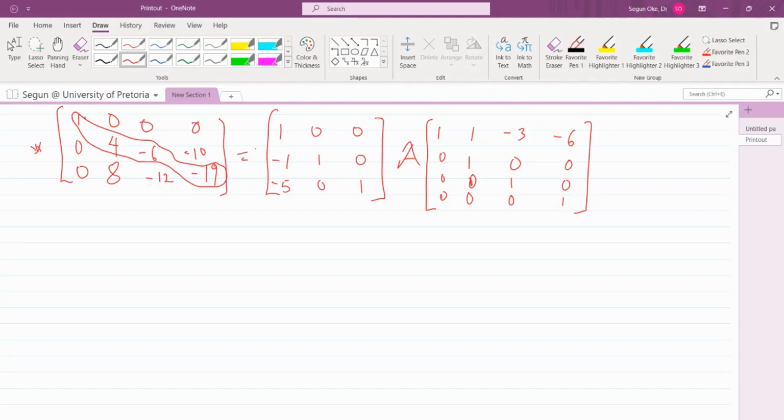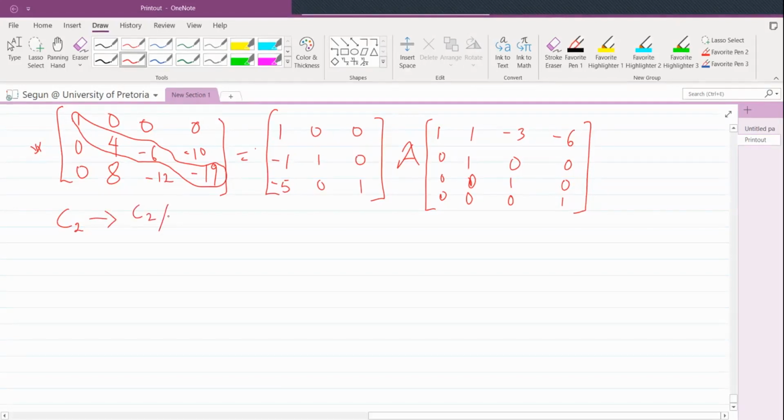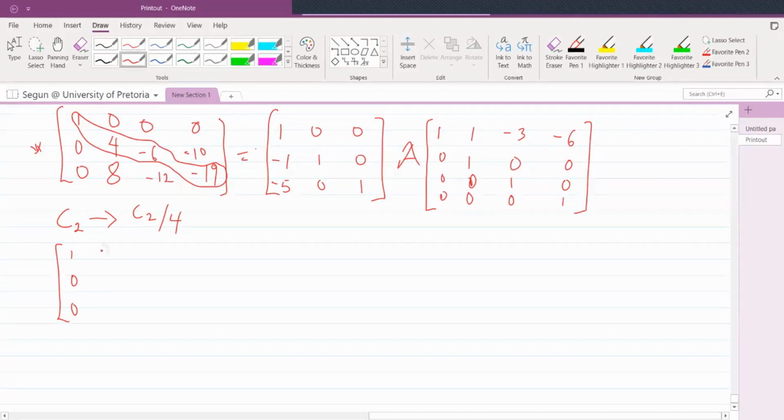So let's quickly perform that operation. Our C2 will link to C2 divided by 4. So you're still going to perform column 2 all through now. 1, 0, 0. So C2 divided by 4, 0 divided by 4 is 0. This one turns to 1. This one turns to what? 2. The rest will remain the same because we are not working on them.